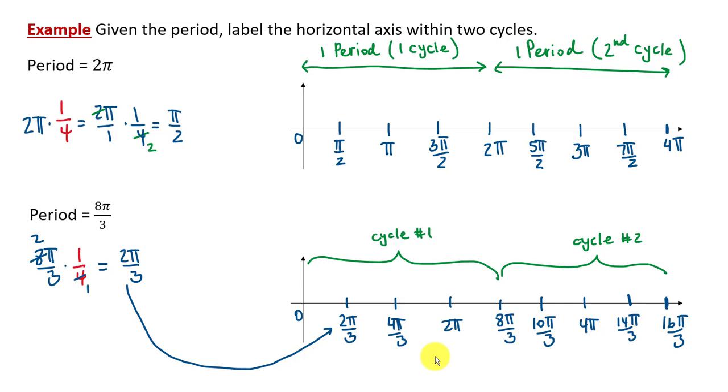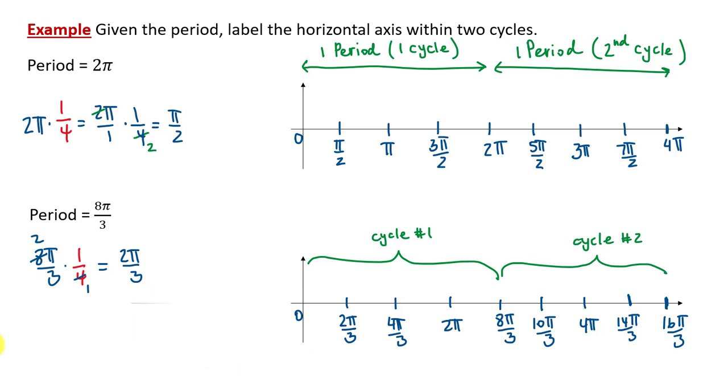Now I'd like to point out that when we were asked to label the horizontal axis within 2 cycles, it didn't actually say that we have to continue to the right along the horizontal axis. Technically, we could label 2 cycles on each side of the vertical axis. So I could label cycle number 1 on the right-hand side of the vertical axis, and I could also label another cycle to the left of the vertical axis. That's the one that will contain negative values, and that's actually very easy to do.